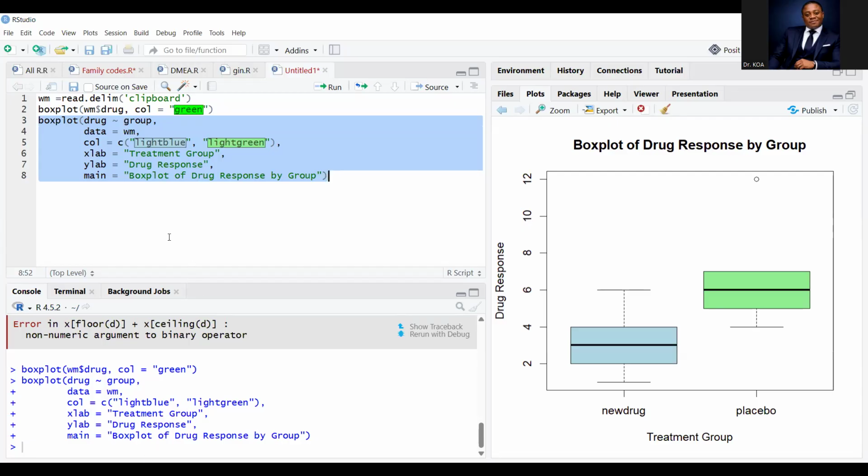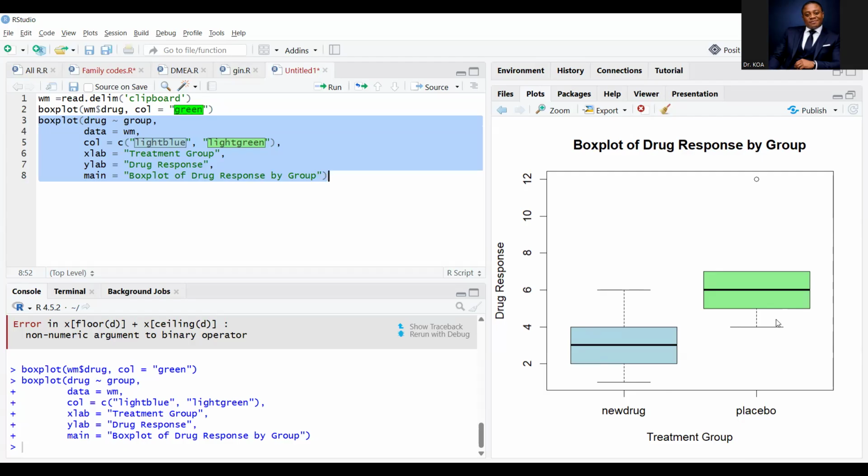But then the most important thing is that now just looking at this, you can see that on average, in the box plots, the line in the middle shows the median, by the way. The black horizontal line is the median. So you can see that the placebo has a higher median than that of the new drug. You can see that clearly.